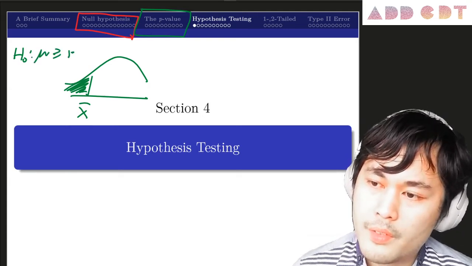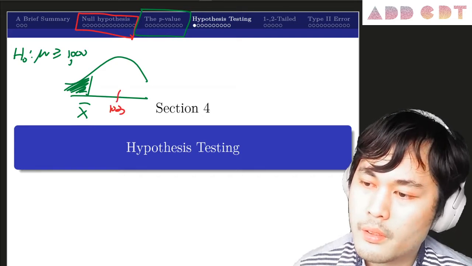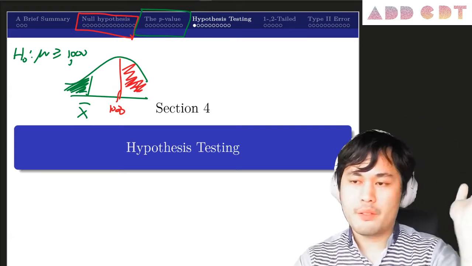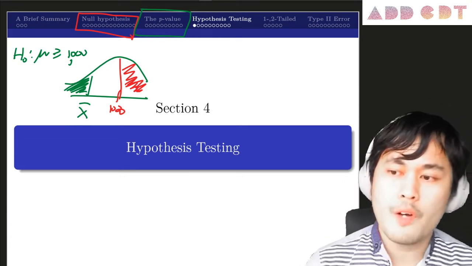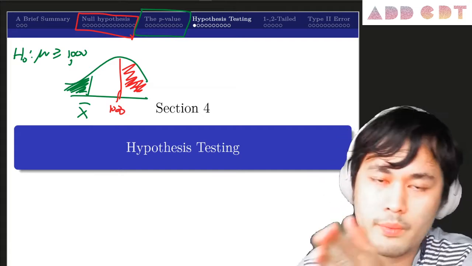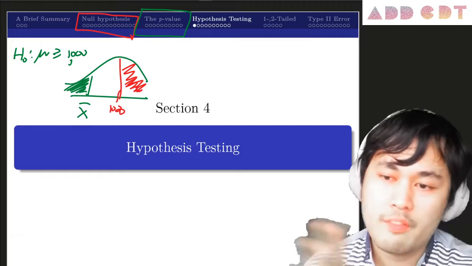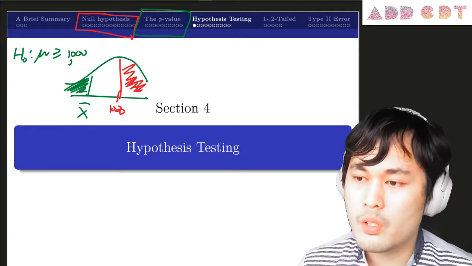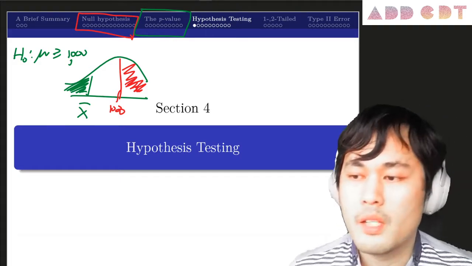So if we believe this is greater than 1,000, that means we believe it's on the right-hand side. If the sample mean falls below 1,000, but not too much, then it's still possible, 999, 998 or whatever number. But if it falls too far below, that means our original null hypothesis is likely to be false. We get the wrong number. It's not supposed to be 1,000.